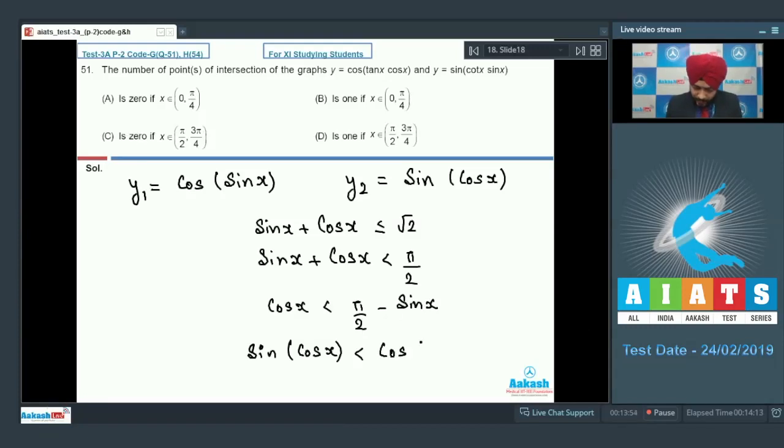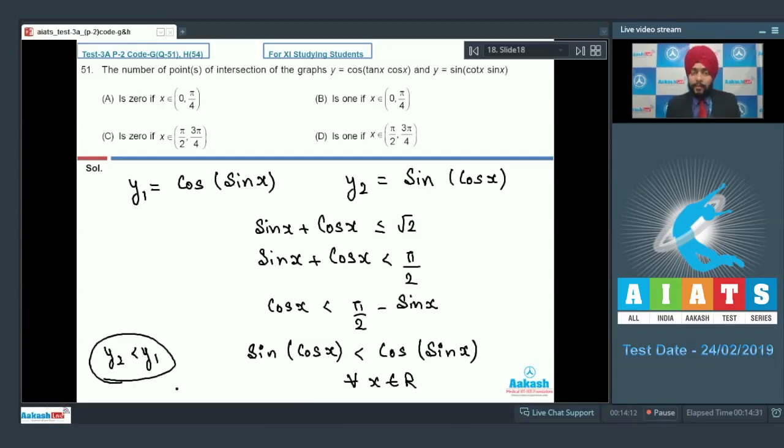That means y2 is less than cos of sin x. And students, this is an inequality which is true for all x belongs to R. So ultimately I have y2 less than y1. So there is no chance that y1 is equal to y2 ever in x belongs to R. So whatever is the interval given, the number of points of intersection of these two graphs are 0 always. So A and C are the correct options for question number 51. Let us move on to 52.